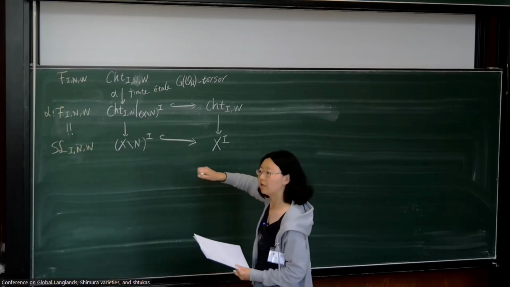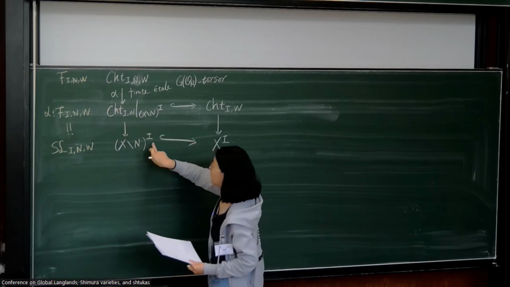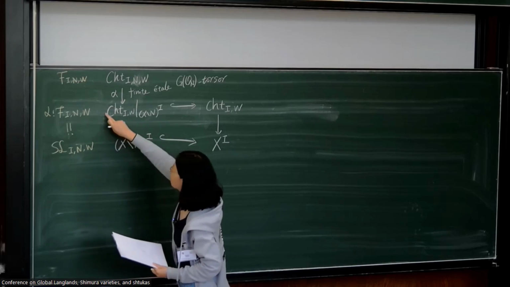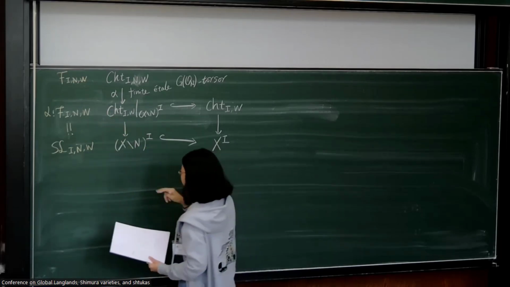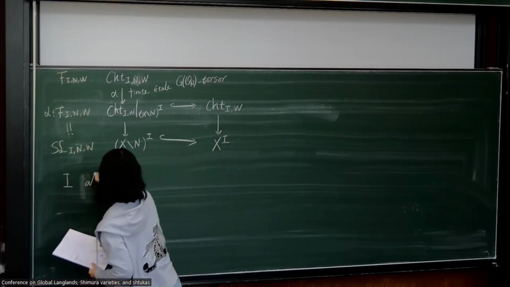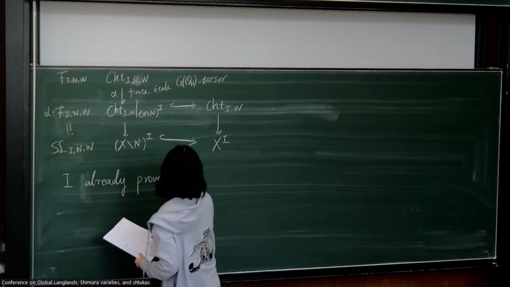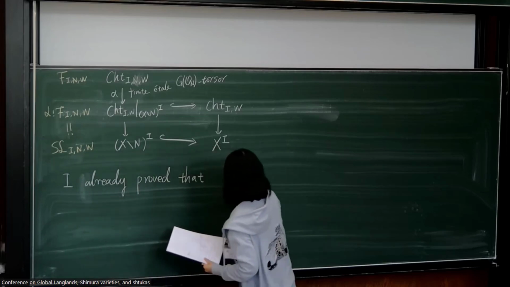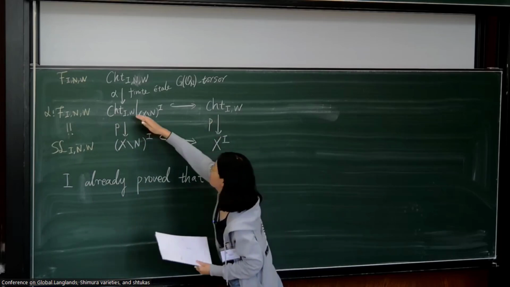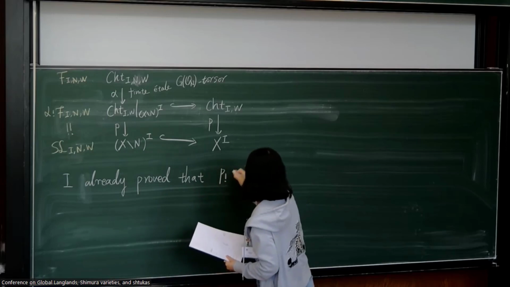In my previous work, I considered the direct image of this sheaf to X minus N copy I. So it's the same as the direct image of this sheaf. And we proved that this sheaf is ind-smooth over this. So I call this map B, the morphism of poles, the direct image of this sheaf.